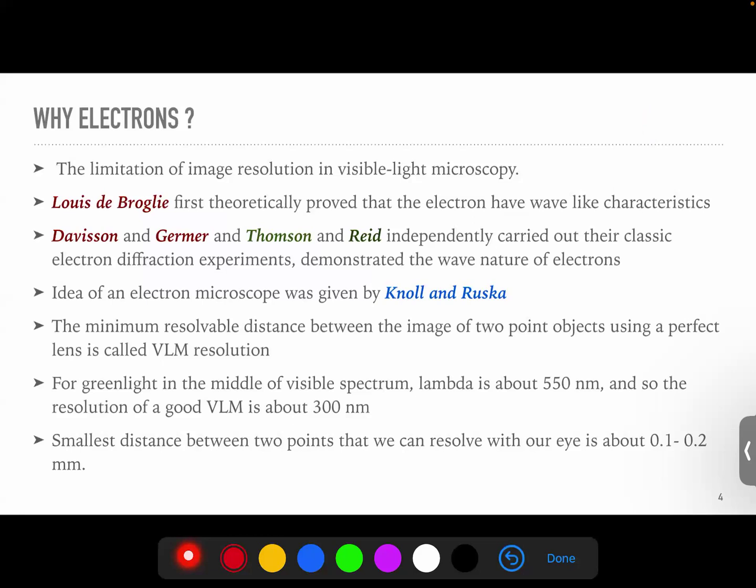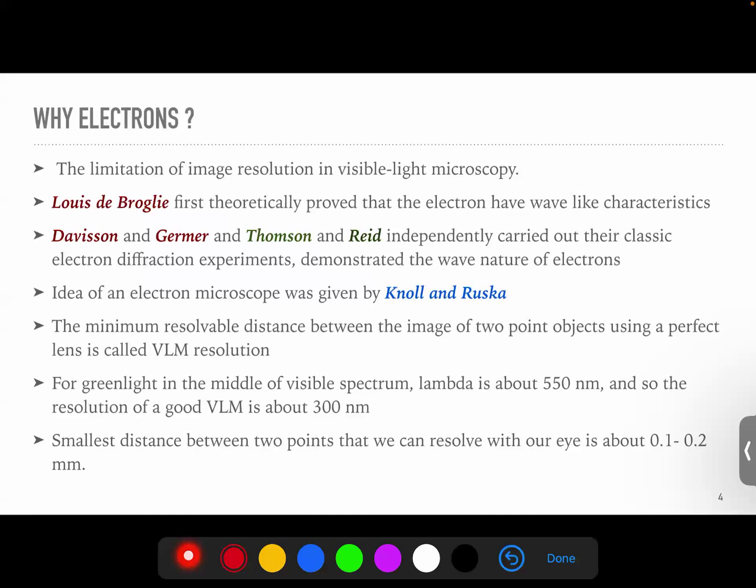It all started when de Broglie gave the idea of wave-particle duality of electrons. Then Davisson and Germer, and Thomson and Reid independently carried out experiments and proved that electrons have wave nature. That's a very fundamental thing. It's not going to do anything in the instrument, but it is how it started. If we don't know the wave-particle nature of electrons, we cannot go directly to electron microscopy. But the electron microscope in its practical form is still a controversial thing.